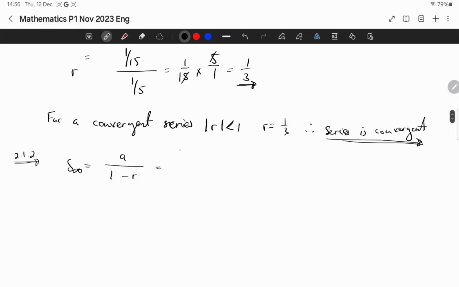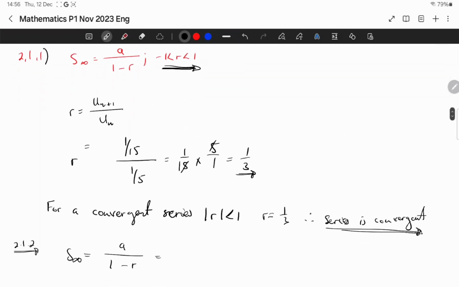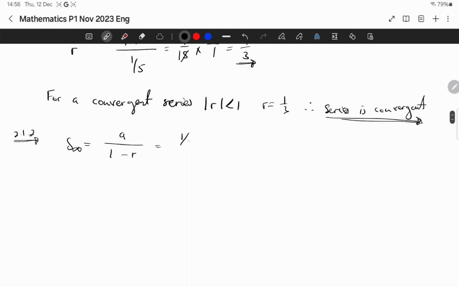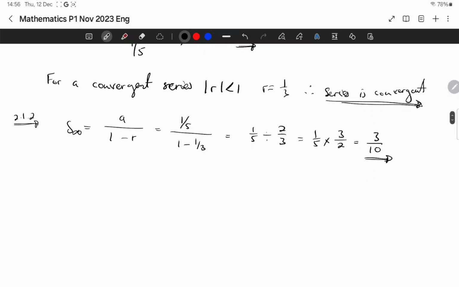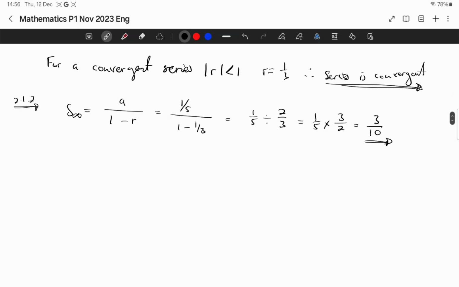The common ratio is 1/3. The first term is 1/5. So 1/5 over 1 minus the common ratio. This will evaluate to 1 over 5 divided by 1 minus 1 over 3, which is 2 over 3. This is equal to 1 over 5 times 3 over 2, which is equal to 3 over 10. That's question 2.12 fully answered.